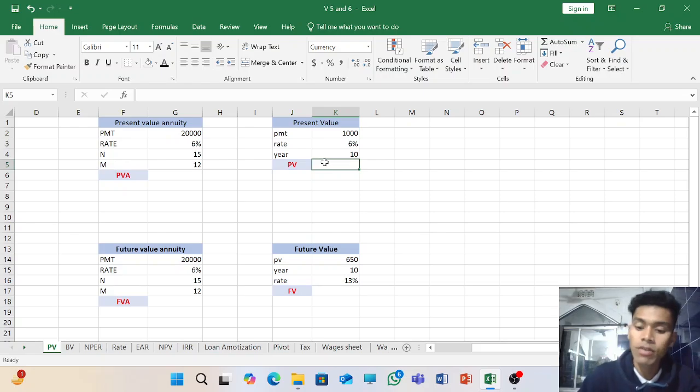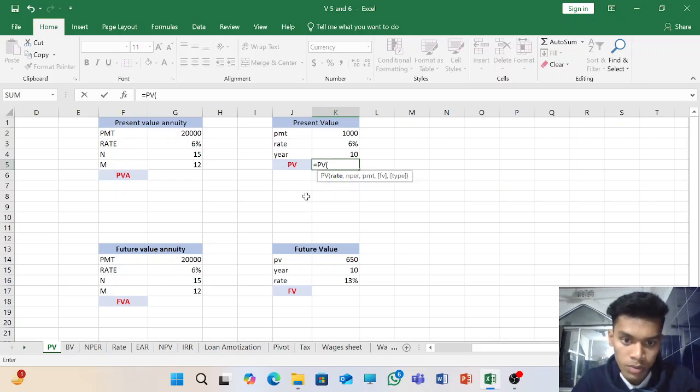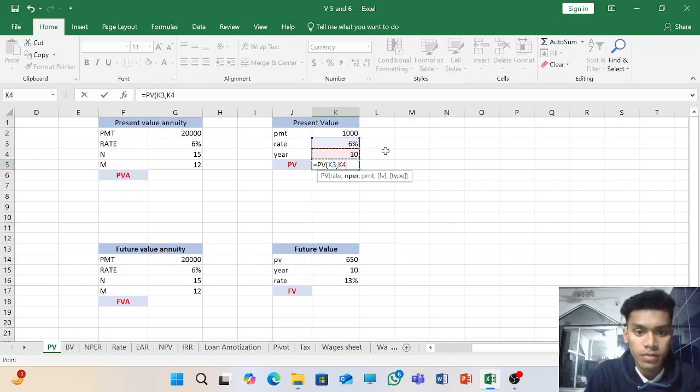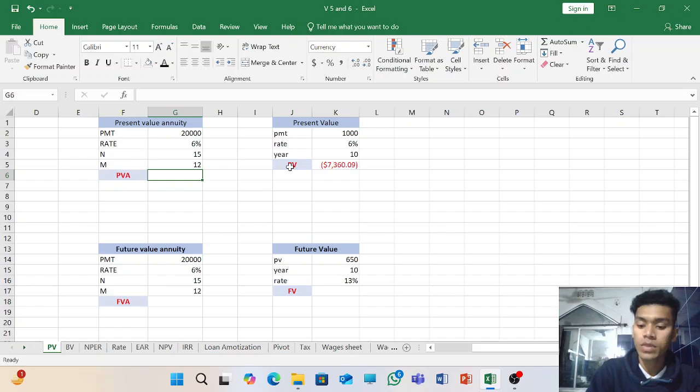Okay, so the basic formula of the present value is equal PV. So PV, and we need the rate. Here the rate is 6%, and then we need the NPER, that means the year is 10, and then we need the PMT, that means the installment, so 1000, and then bracket close and enter. We can see that the present value in this Excel sheet is 7360.09.